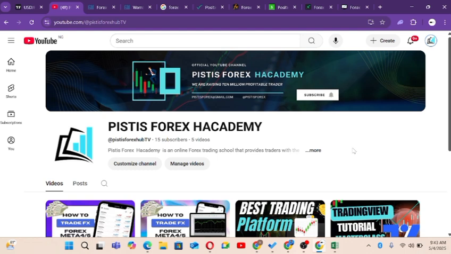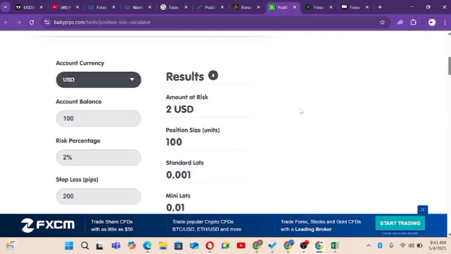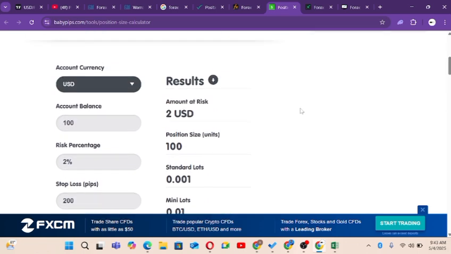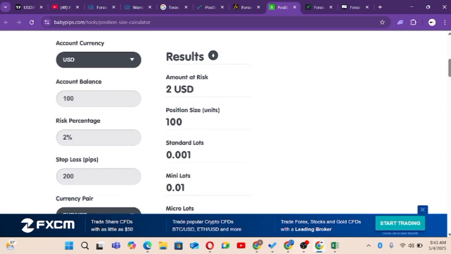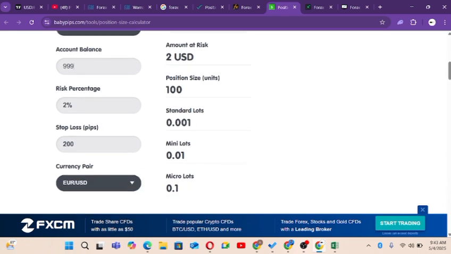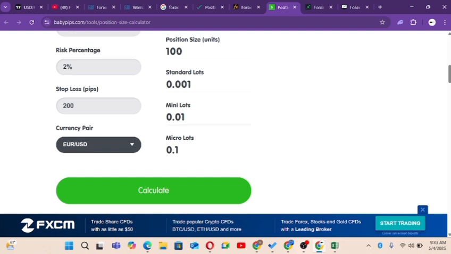There are a lot of position size calculators, but the one I like most is from Babypips. This is the one I always encourage us to use. It is very easy and gives you every detail you want. For example, the currency we are trading is US dollar, and we are using $1,000. The percentage risk is 2%, the stop loss is 200 pips, and we are trading EUR/USD. Then we click calculate.